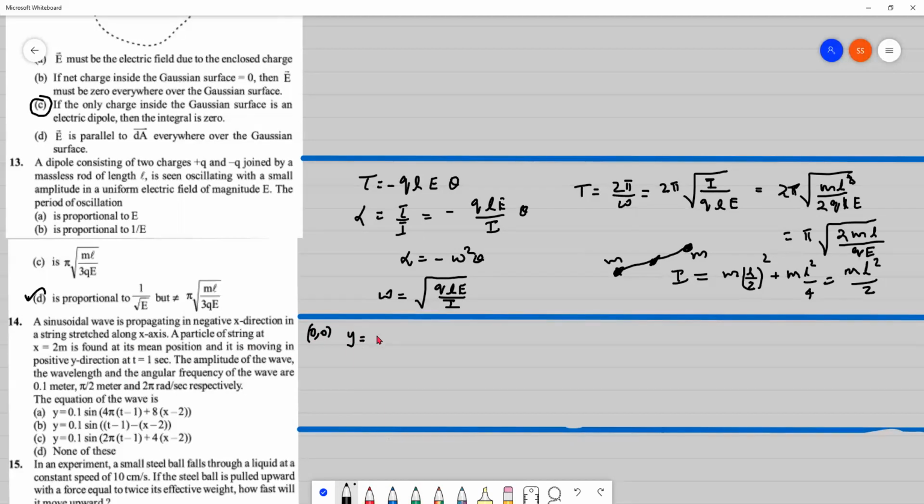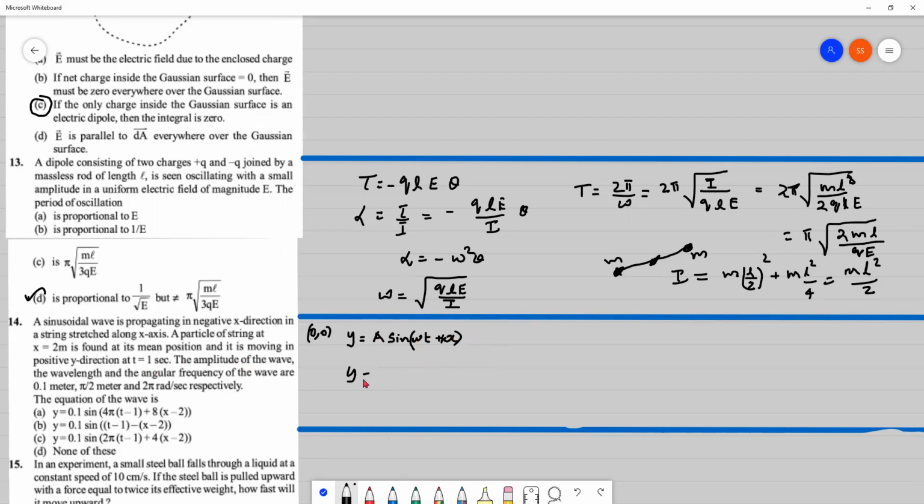The equation y will be equal to a sine omega t plus kx. The plus sign is because it is moving in negative x direction. But in this particular wave, the particle is at x is equal to 2 meter and it is after 1 second. Since it is 2 meter along positive x direction and 1 second after this time, I am shifting the time and the x axis.